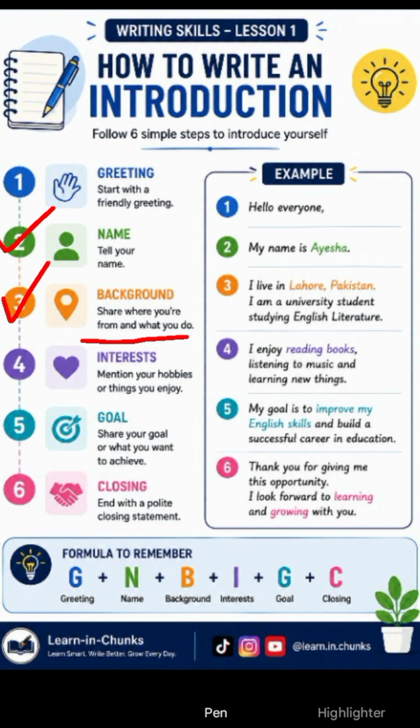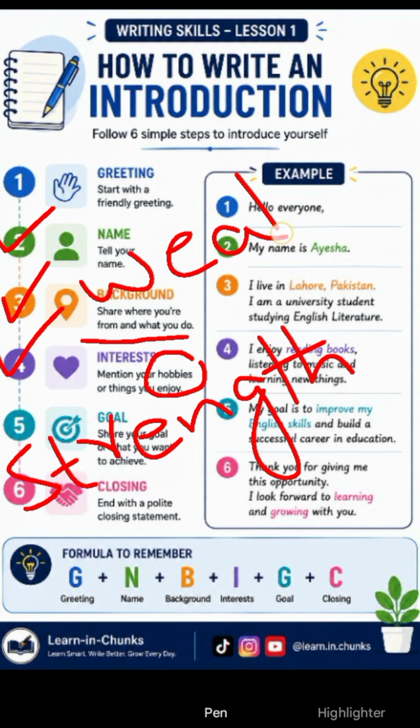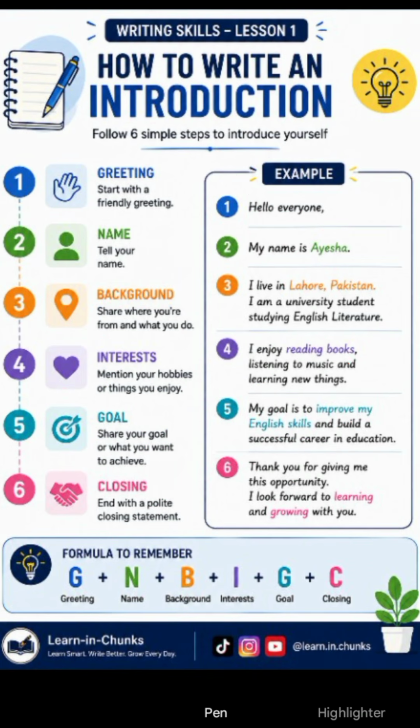Then comes interests, in which you can talk about your hobbies, and mostly you are asked questions here about your strengths and weaknesses. They can also ask about your strengths and weaknesses. If you want to mention them, you can mention in the interest section your hobbies, strengths and weaknesses.